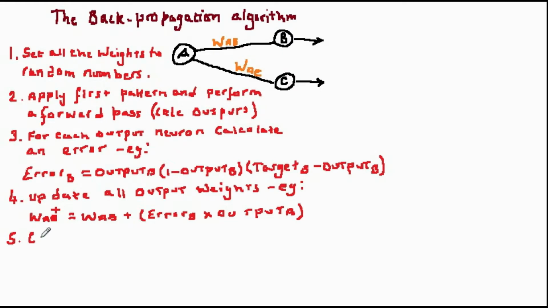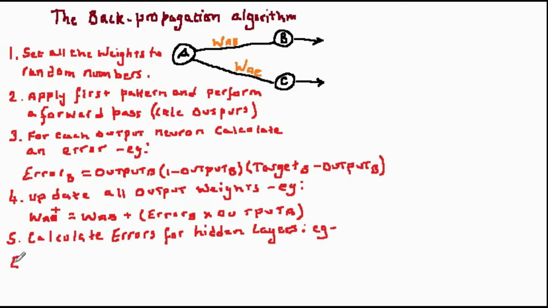But we run into a problem if we try and apply the same algorithm to the next layer down. And that problem is that there are no targets. We only have targets for the output neurons. The solution to this problem is why the algorithm is called backpropagation. We backpropagate the error from the output neurons to give a new error for the inner layers.